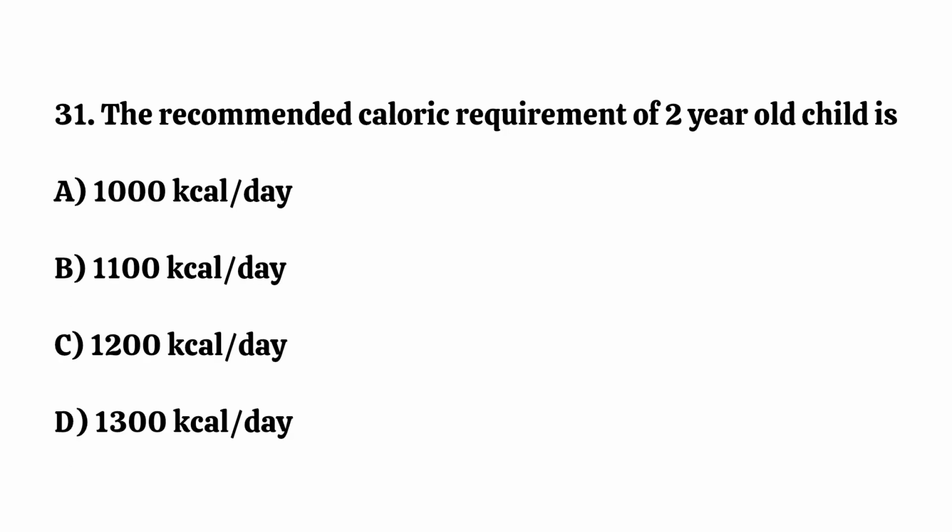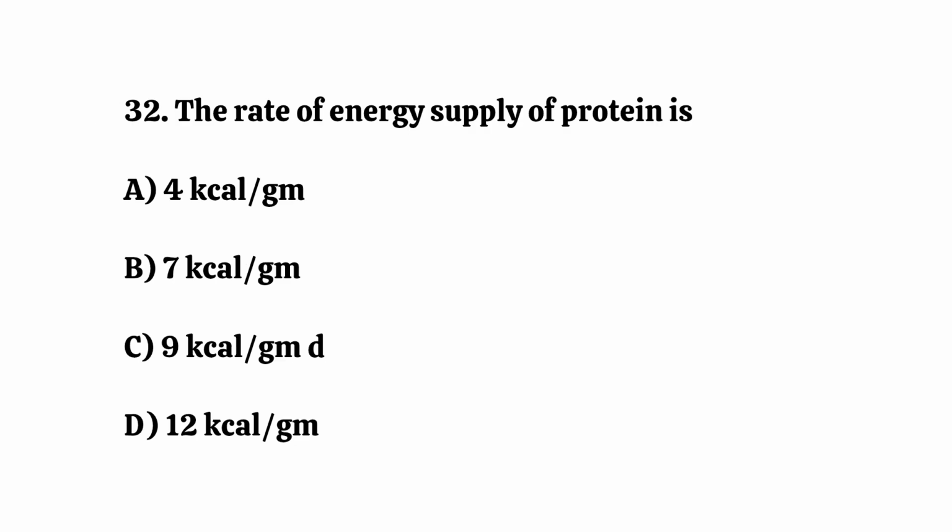Next, the recommended calorie requirement of a 2-year-old child is A. 1000 kilocalorie per day, B. 1100 kilocalorie per day, C. 1200 kilocalorie per day, D. 1300 kilocalorie per day. Answer is option B, 1100 kilocalorie per day. Next, the rate of energy supply of protein is A. 4 kilocalorie per gram, B. 7 kilocalorie per gram, C. 9 kilocalorie per gram, D. 12 kilocalorie per gram. Correct answer is option A, 4 kilocalorie per gram.